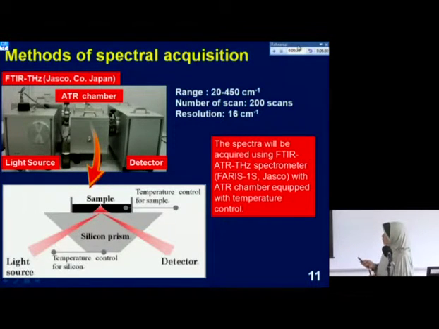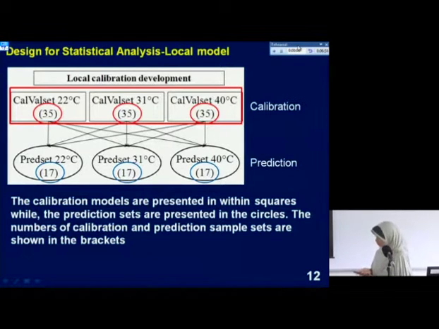This is the parameter used in our study. For developing the local calibration model, 35 samples were used for calibration and validation. And to evaluate the performance of the local calibration model, 17 samples were used. Each calibration model was used to predict 17 samples at each temperature.